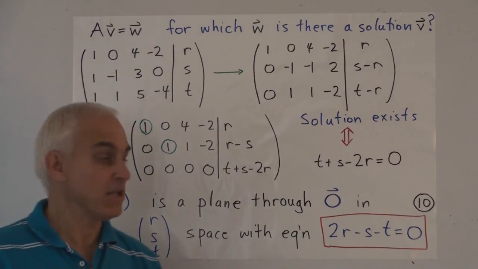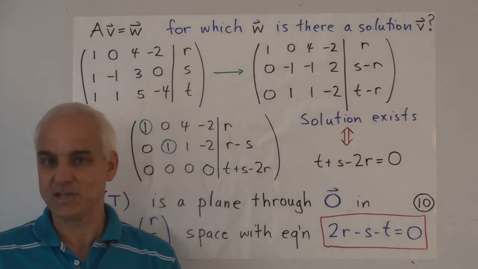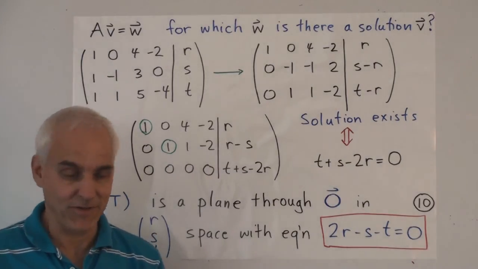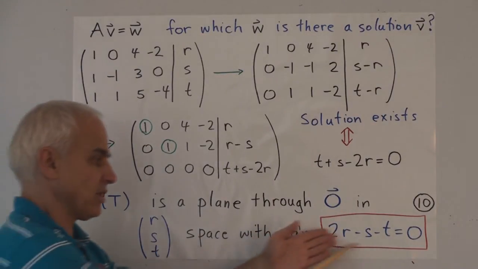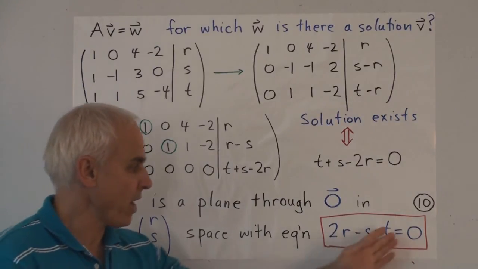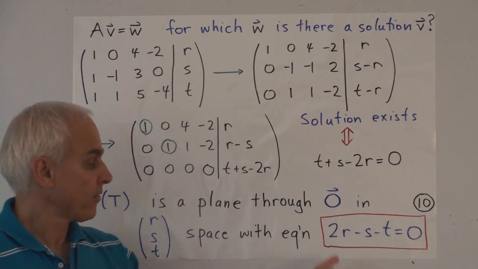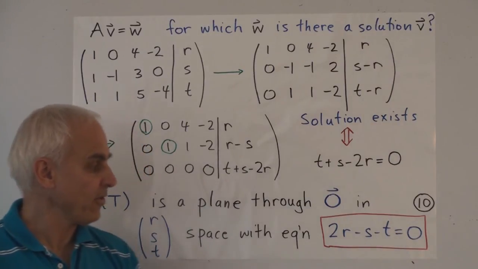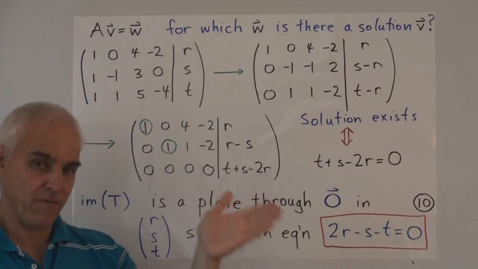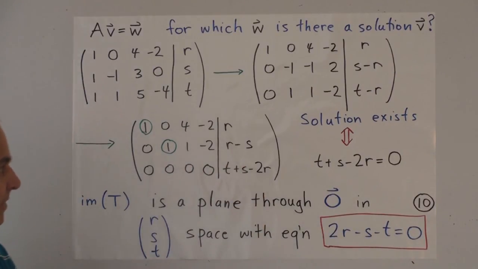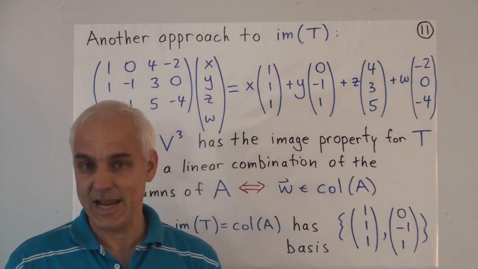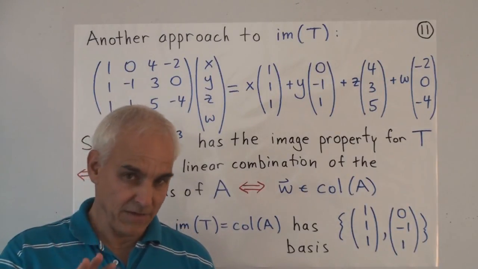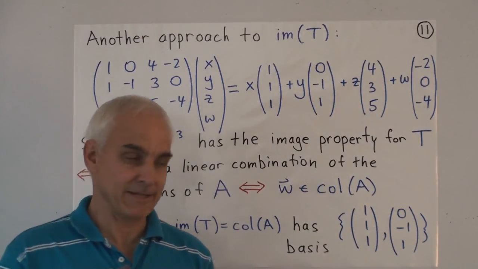Well, what is that? That's the equation of a plane in RST space, which is replacing X, Y, and Z now. This is a plane through the origin in RST space, and here's its equation. One equation representing a plane through the origin, because the right-hand side is 0, and that represents the image of the transformation. In other words, RST has the image property precisely when it lies on this plane. It's very important to understand this image property. So now I'm going to give you another way of thinking about what it means.